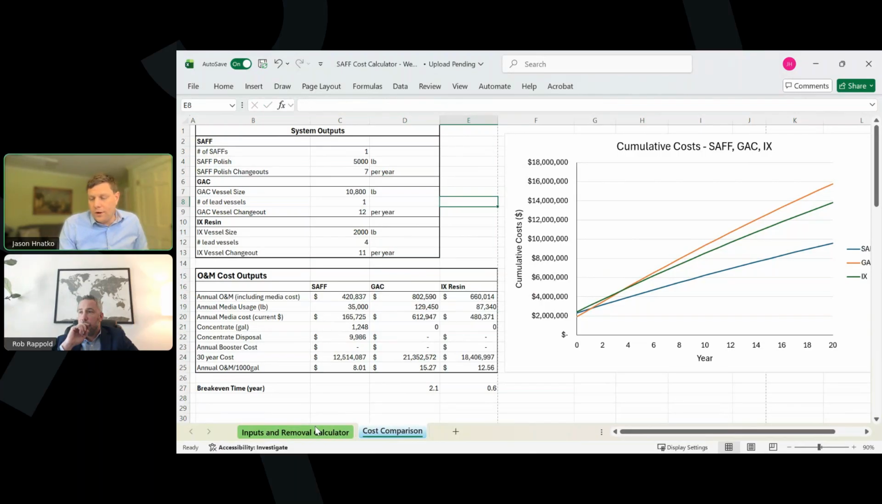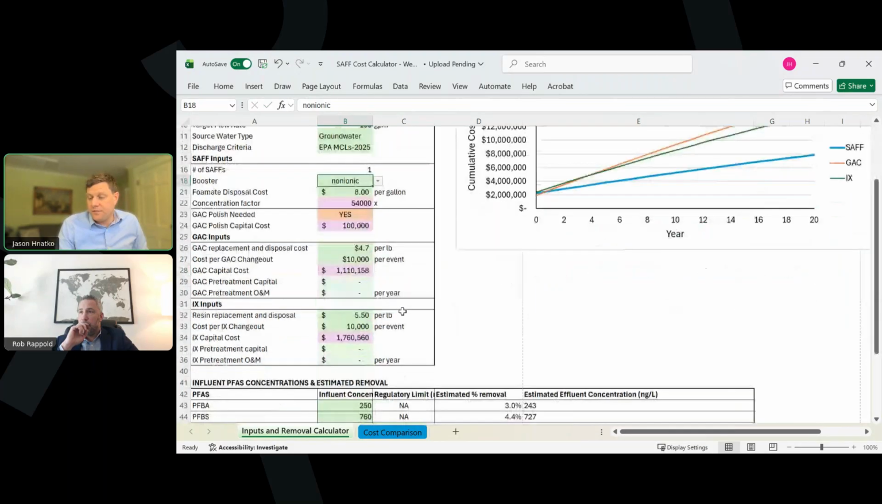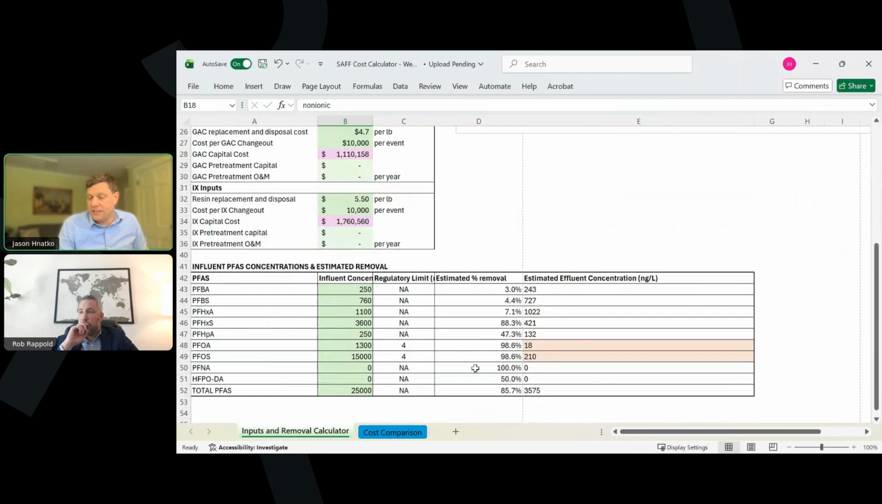So one of the ways to improve the economics of SAFF and improve removal is to use what we call a booster or some kind of foaming additive. So if we switch the cost calculator to use our non-ionic foaming additive, you see that line flattened out a little bit on SAFF. It got a little bit flatter. We still need the carbon polish. So if you scroll down here, you'll see we increase the removal rates by using that booster, but we didn't increase them enough. So we still need that carbon polish.